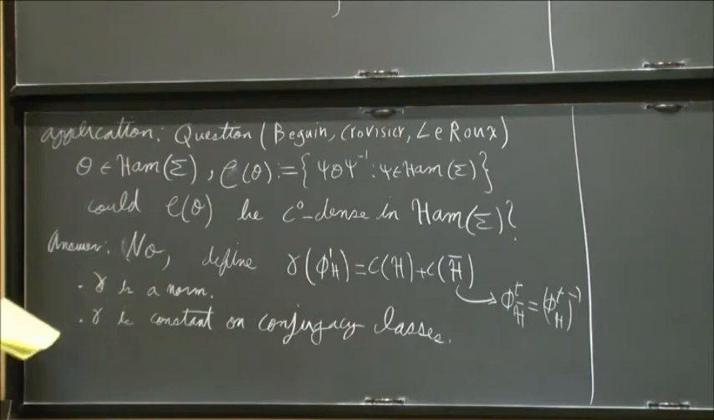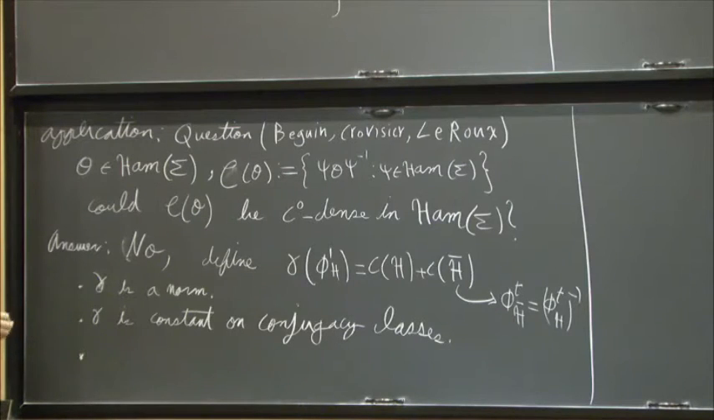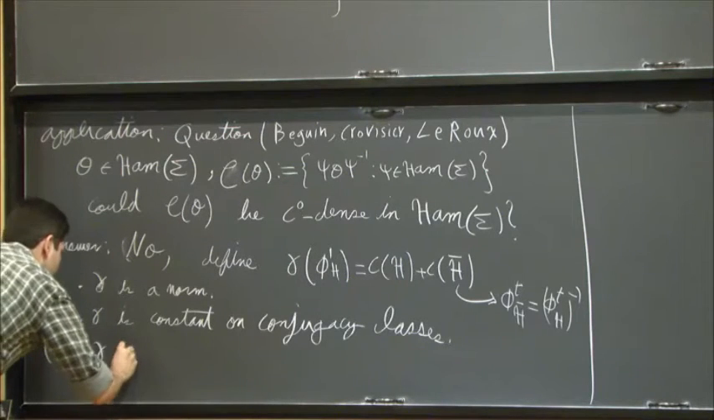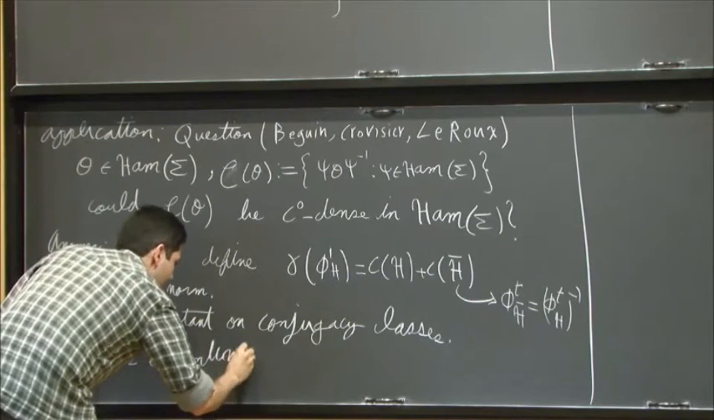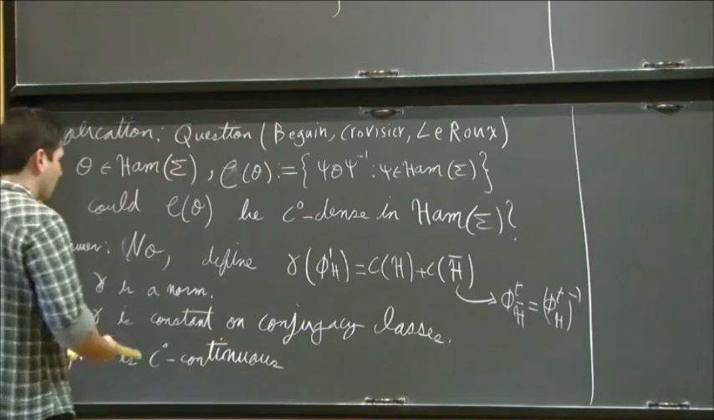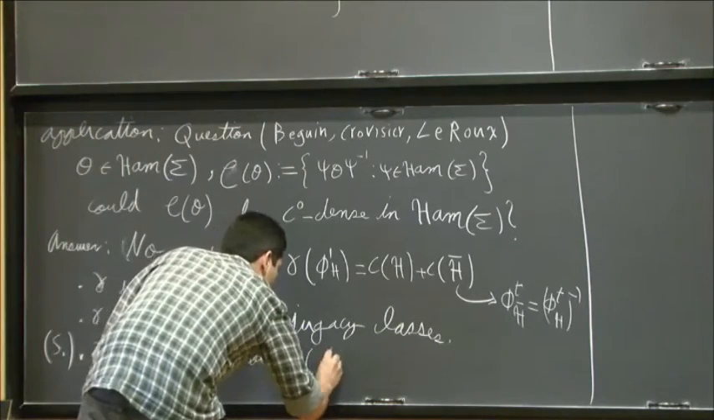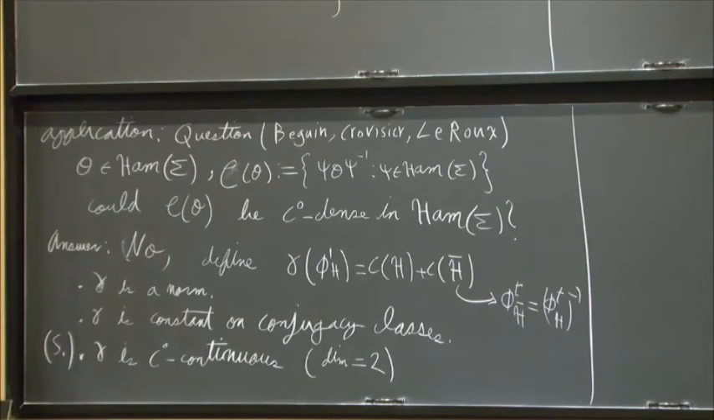Okay, so this was the three of those guys, and I showed, I think it was a talk here where I first presented it a few years ago, that gamma is C0 continuous. Gamma being a norm and constant on conjugacy classes is true basically on any symplectic manifold where you could define Hamiltonian Floer theory. The C0 continuity, well, I was only able to show it in dimension 2. I suppose it's true in higher dimensions, but I couldn't show it.